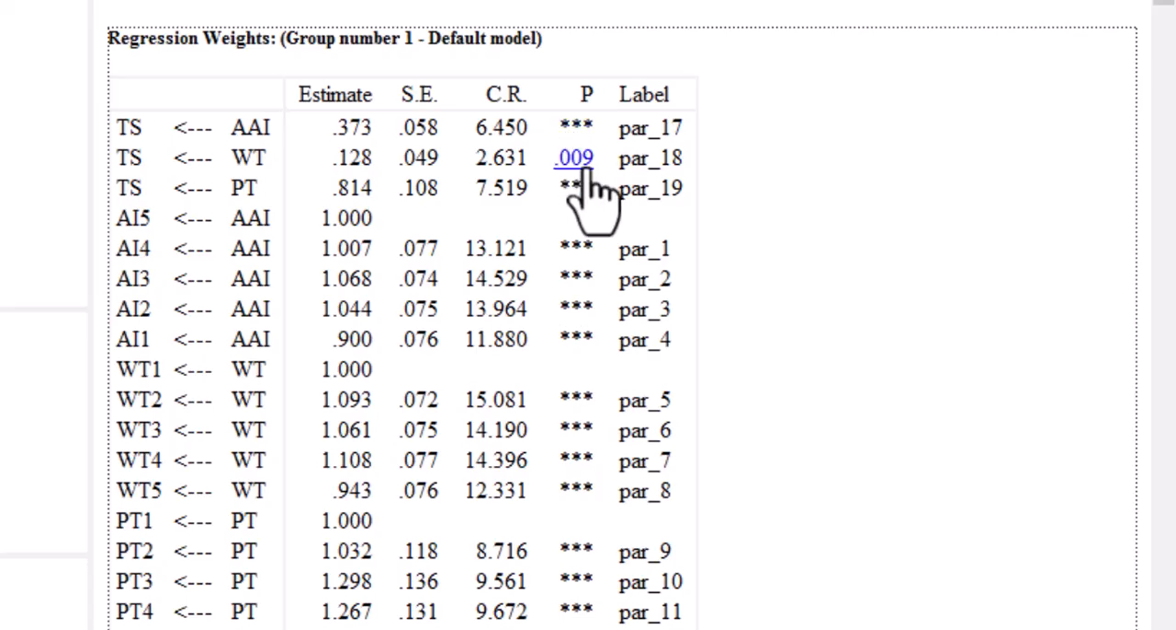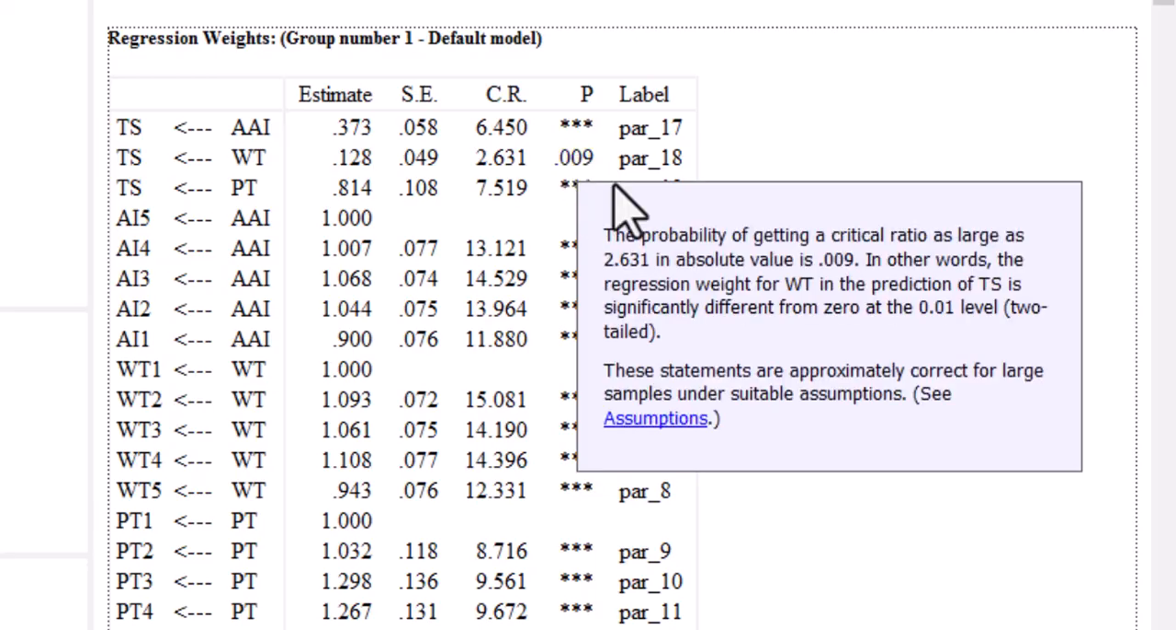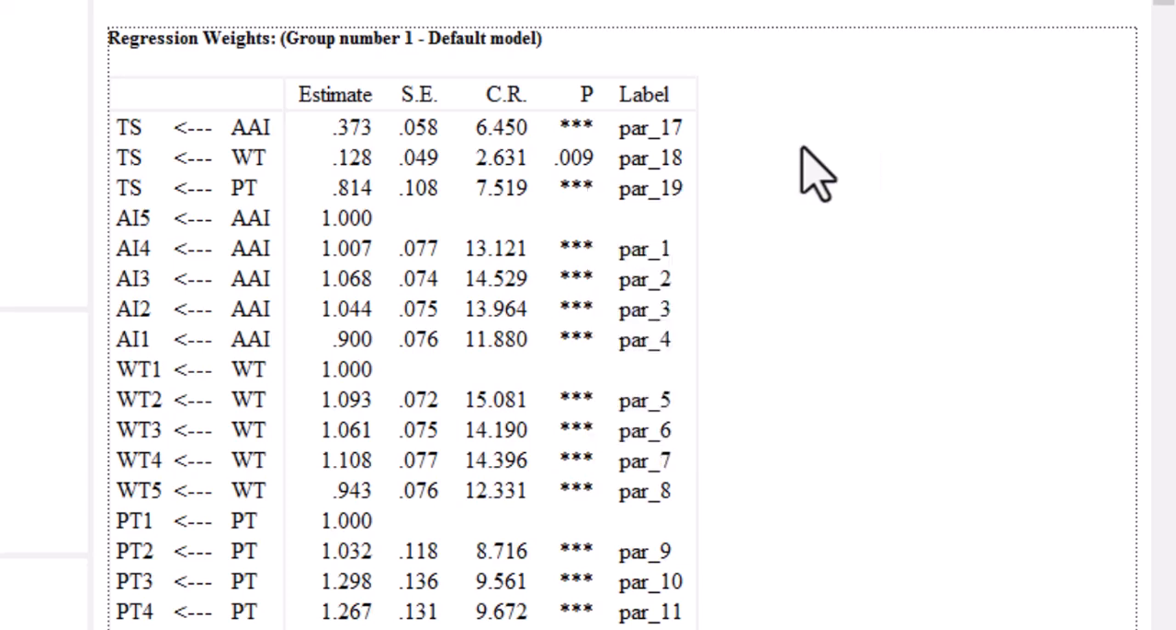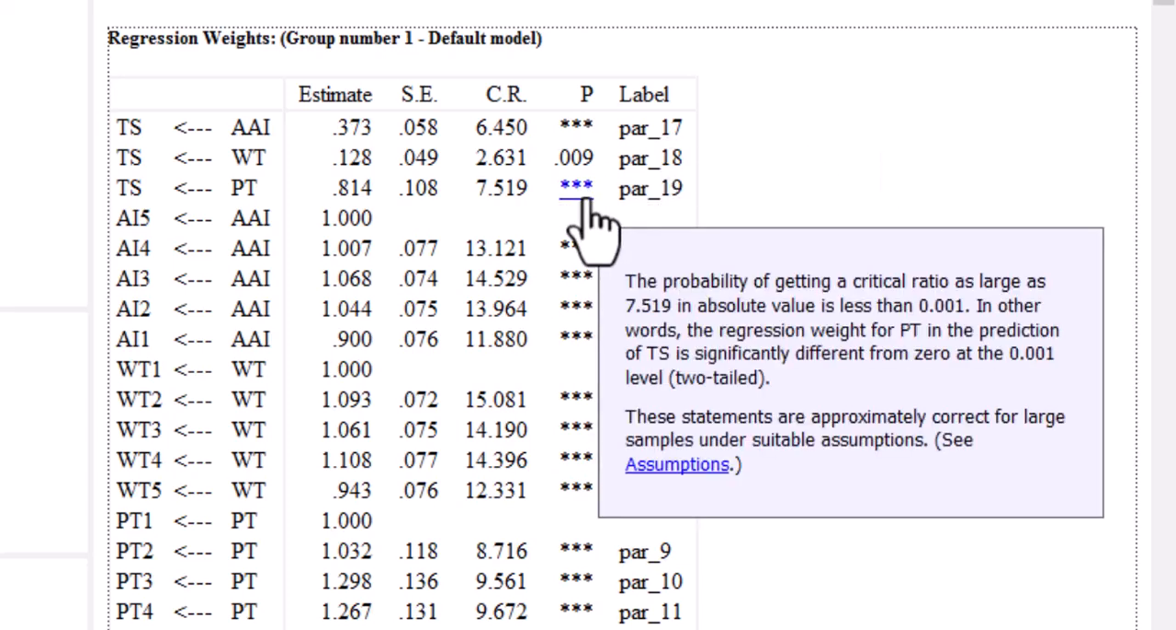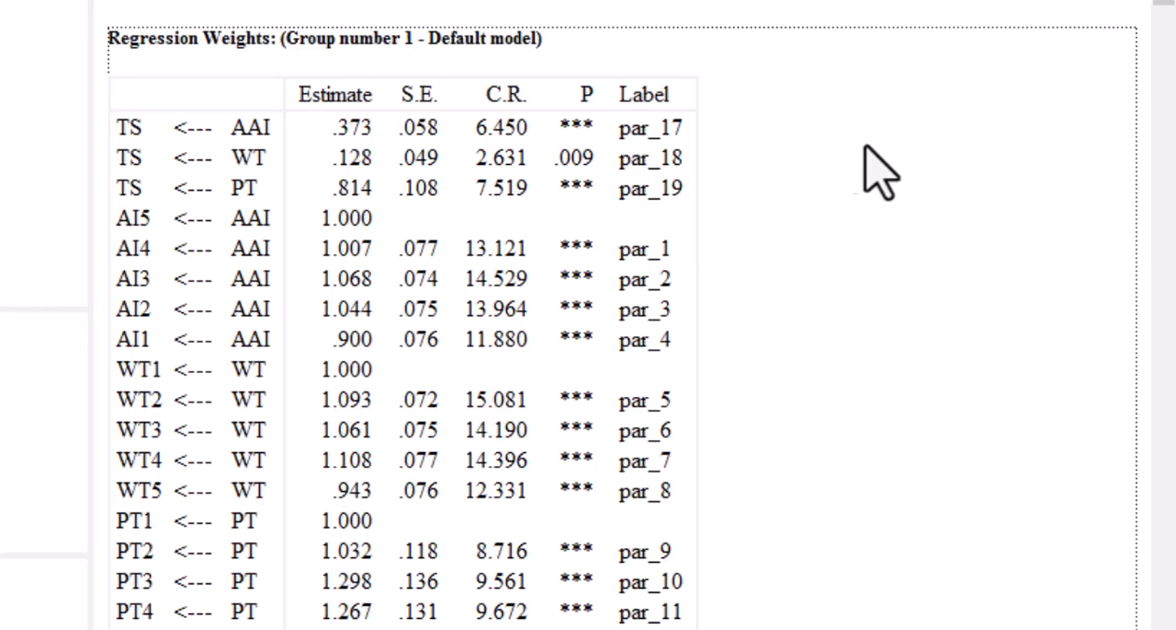0.001. The same case in this one, it is also significant. It is significantly different from 0. Then the same case is obtained in the third relationship, whereby the effect of PT on TS is also significant. So these stars show a very high level of significance. It is less than 0.0001. The p-value here is almost 0. So it is very highly significant. So that is how you explain the results.